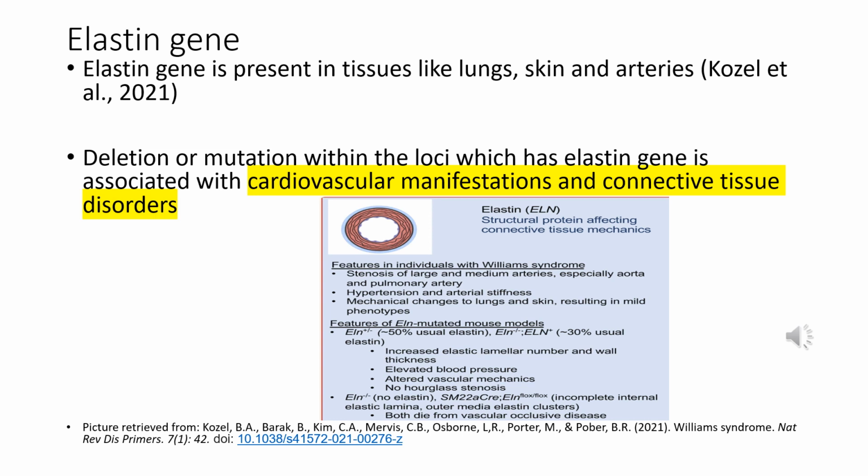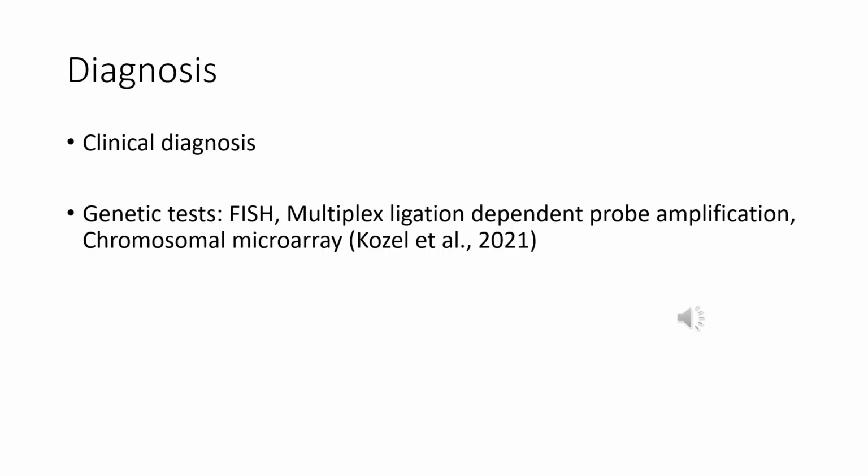Deletion or mutation within the loci which has the elastin gene is associated with cardiovascular manifestations such as stenosis, which can globally narrow and thicken blood vessels. Elastin insufficiency can cause connective tissue disorders like premature aging of skin due to decrease in dermal collagen and elastin. The condition is typically diagnosed in early childhood.